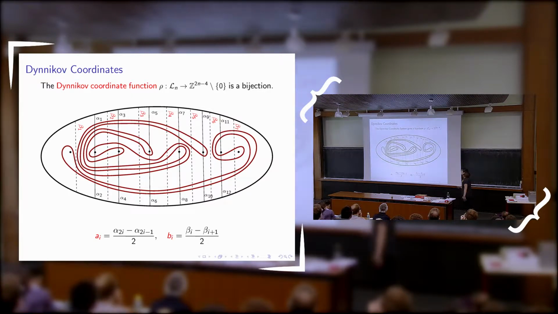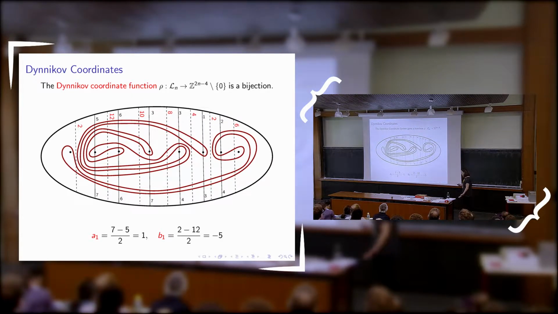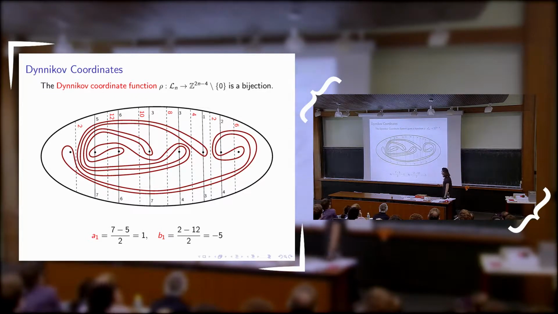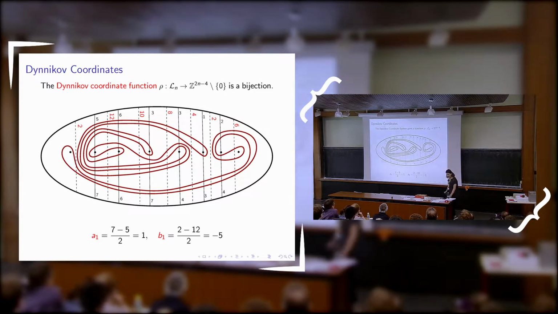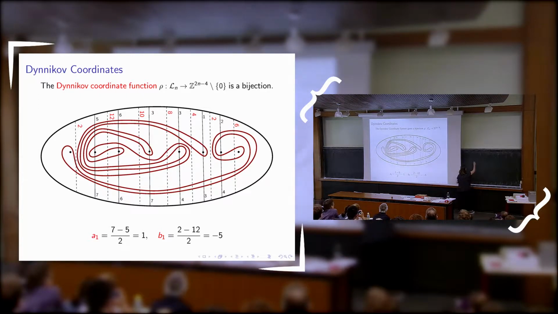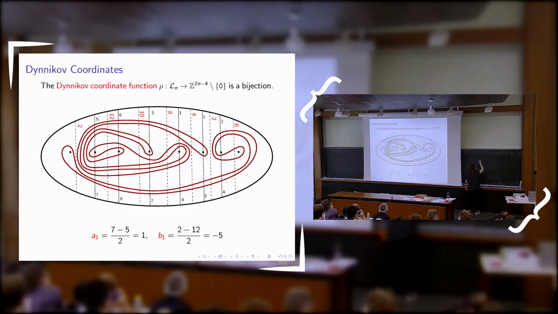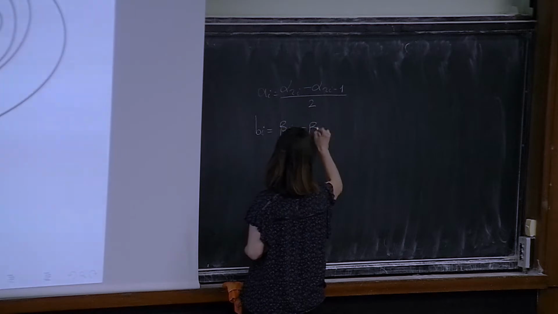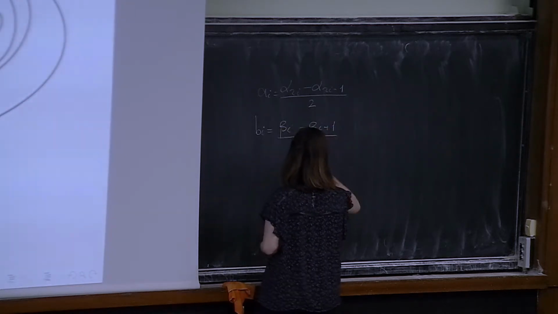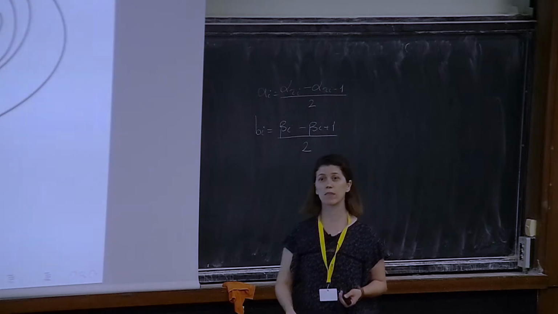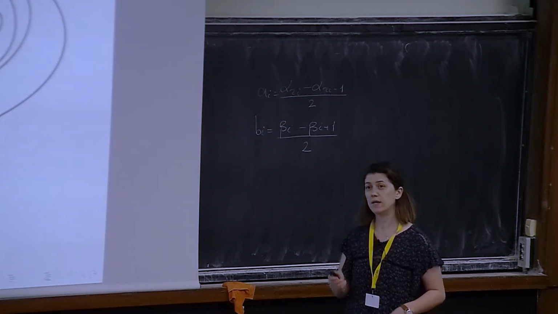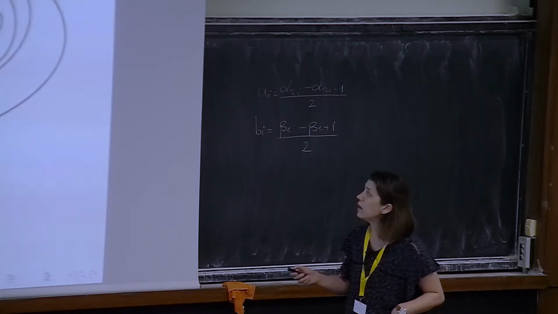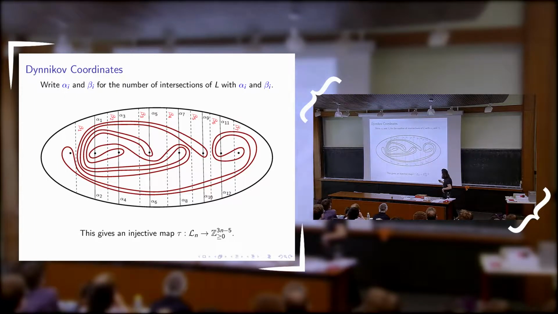And how does it work? So first, let me compute some Dynnikov coordinates. This is the multicurve that I have, and I want to compute the Dynnikov coordinates. So let me write this formula in case it might be helpful later. So we have a_i, which is (alpha_{2i} minus alpha_{2i-1}) over 2. And we have b_i, which is (beta_i minus beta_{i+1}) over 2. Okay? Sorry, I've already forgotten. So a_i is the difference between the top and the bottom? Yeah.